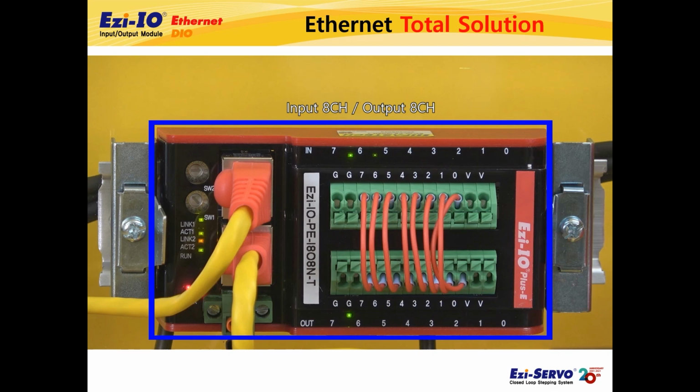The Ezi-IO Ethernet DIO product used in the demonstration supports 8 input channels and 8 output channels, and a push-in spring type terminal block is applied. By connecting the input terminal and the output terminal to each other, you can check that the signal sent from the output terminal enters the input terminal by the blinking of the LED.